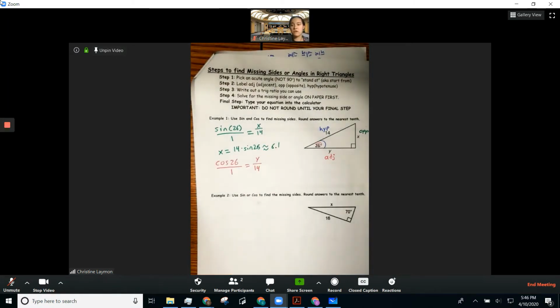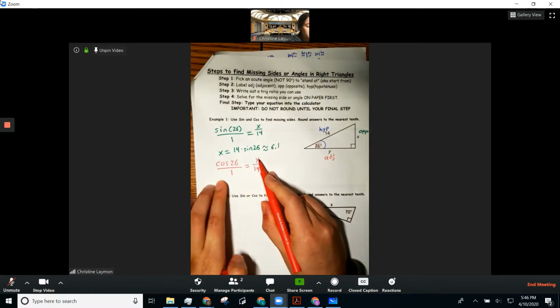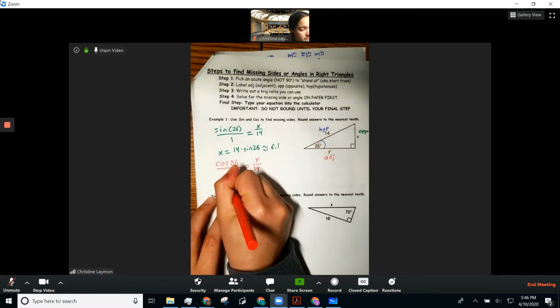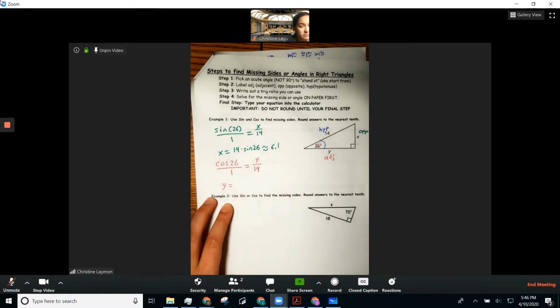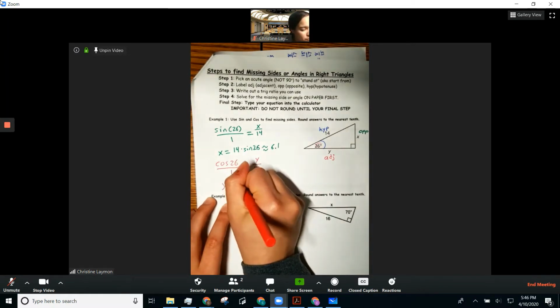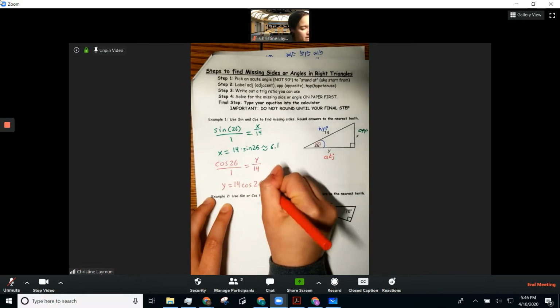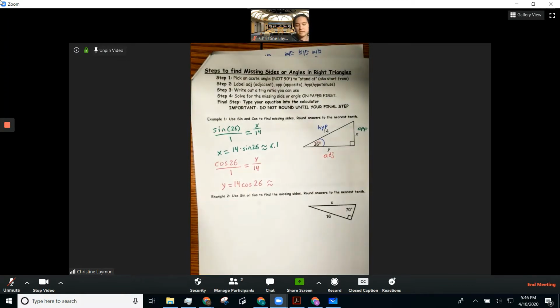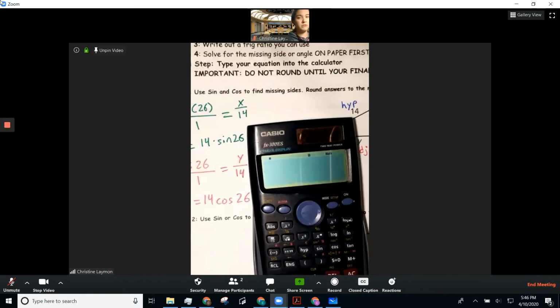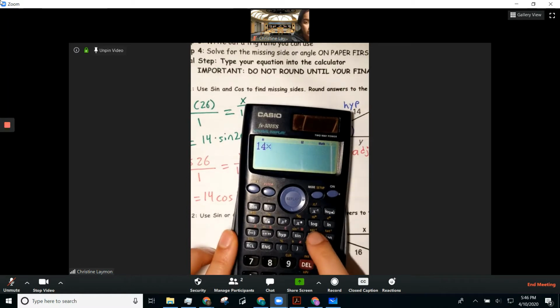And as before, I'm going to go ahead and cross multiply. 1 times y is just y. 14 times cosine of 26. And we're going to go ahead and type that into the calculator as before. So bring it back up. I'm going to go ahead and zoom this back in now. 14 times, hit the cosine symbol, 26.